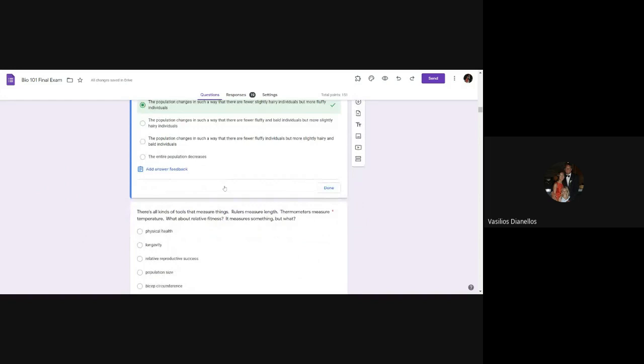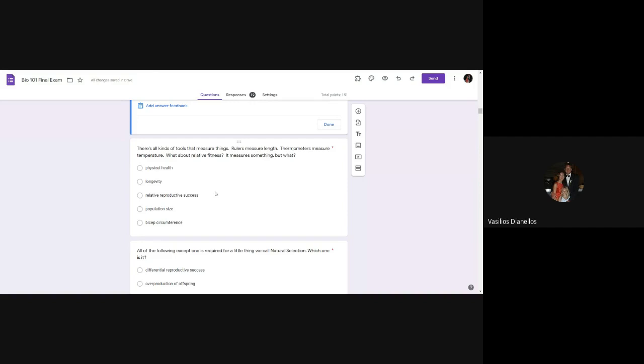Moving forward, there are all kinds of tools that measure things. Basically, what this is asking is, what does relative fitness measure? And the answer is simply relative reproductive success.